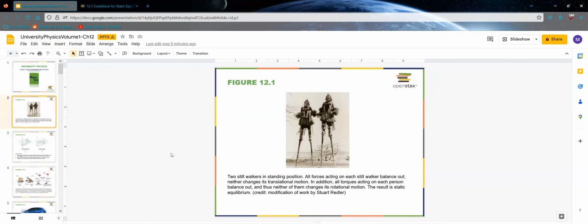There's lots of interactions, small interactions, in the simple act of standing on these stilts as these two people are doing, but everything is balanced, and that balance, that summing to zero of all forces, be they translational or rotational, as we talked about in previous chapters, gives you the equilibrium that we're talking about here.